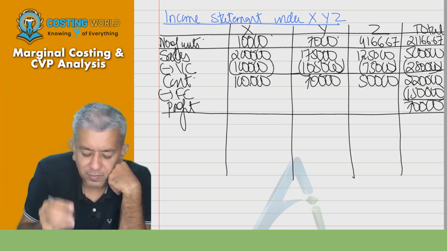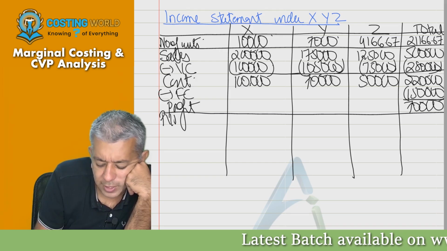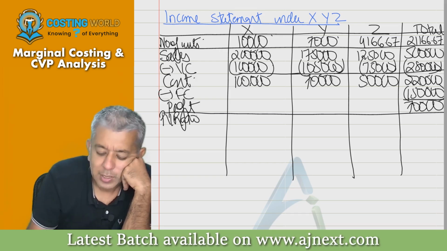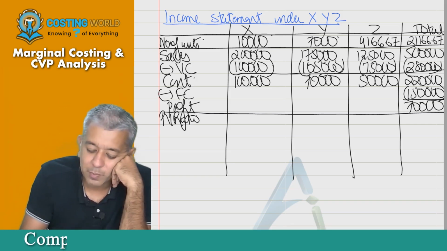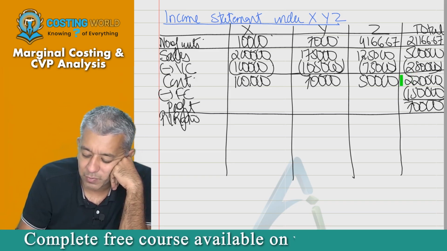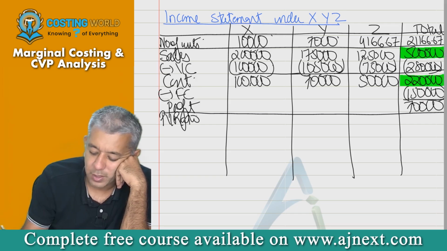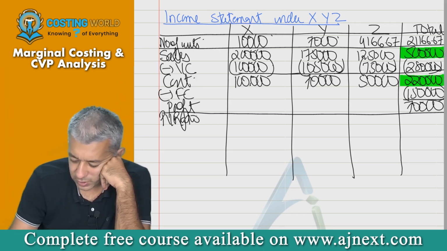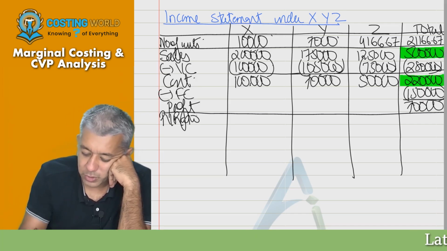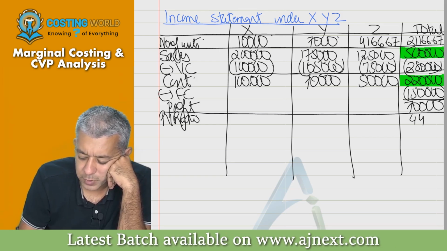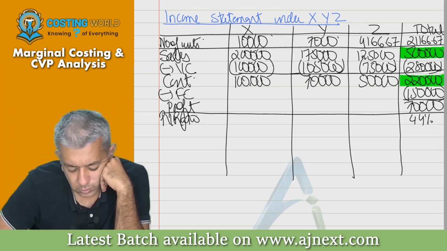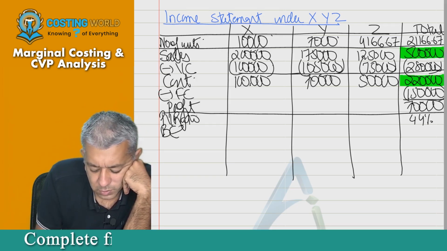Fixed cost divided by PV ratio. So let's get PV ratio first. Write down PV ratio. Get me PV ratio of the entire company. We are here to find out break-even point for the entire company. So therefore, PV ratio of the entire company will be contribution upon sales into 100. Take your calci. 2,20,000 upon 5 lakhs into 100 is how much? 44%. Correct?